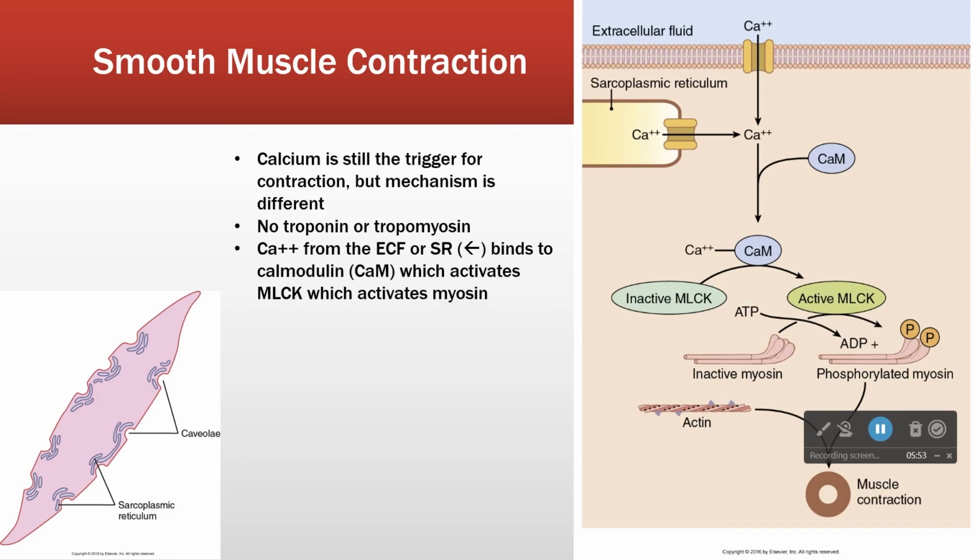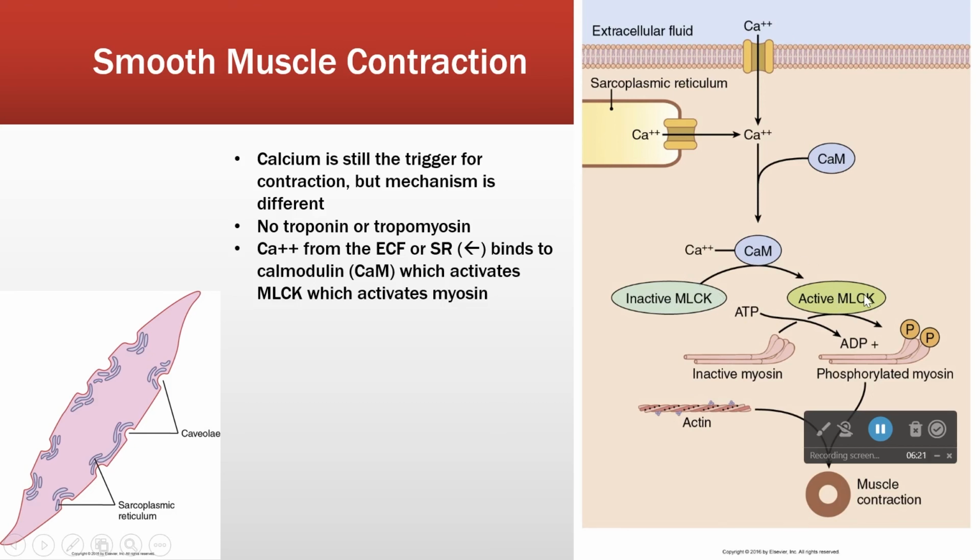Now, our mechanism is quite a bit different. There is no troponin and there is no tropomyosin in smooth muscle. Instead, what we have in place of that is this molecule called calmodulin. That's CaM, calmodulin. Calmodulin, when it binds to calcium, transforms this MLCK into its activated form.